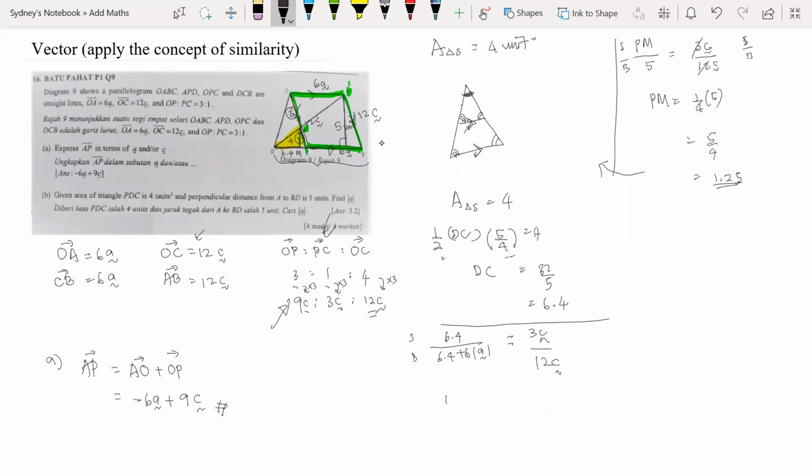And we got 4 here. So we have 6.4 equals 1 over 4 times 6.4 plus 6A. Okay, this one bring up. So we will have 6.4 times 3 equals 6.4 plus 6 modulus A. And this one bring over. So 6 times the modulus A, we got 3 times 6.4. Is it 3? Oh, sorry, it's 4 here.